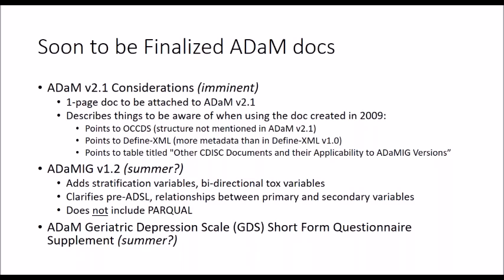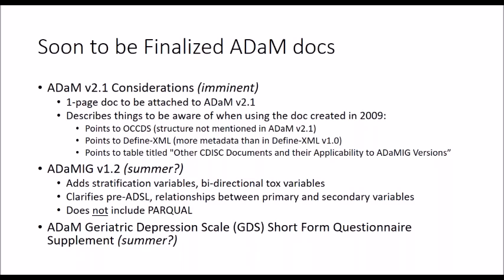So there's no mention of OCCDS because OCCDS came out afterwards. No mention of more current versions of Define-XML. All the examples look like Define-1, right? And there's a table in the IG that lays out which standards and which documents apply to which versions of the IG, and that's a helpful thing. So it's just a little one-page document. I think it's going to be a PDF that's going to be attached to the model document whenever you download it. So that's new.